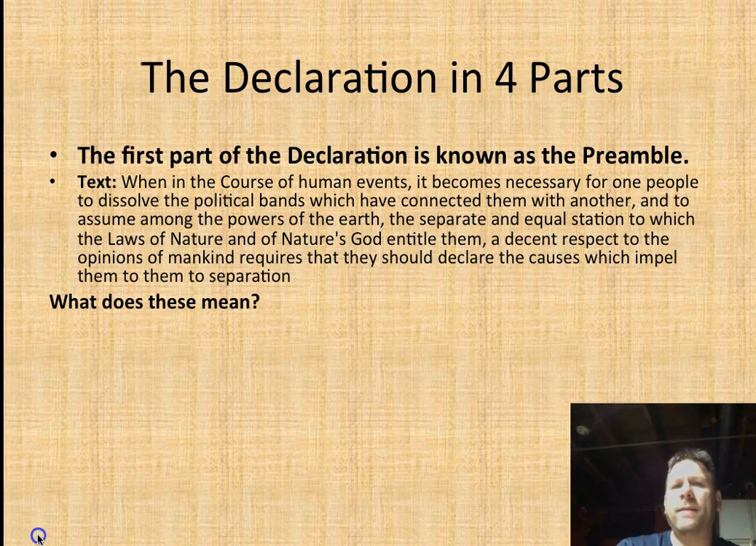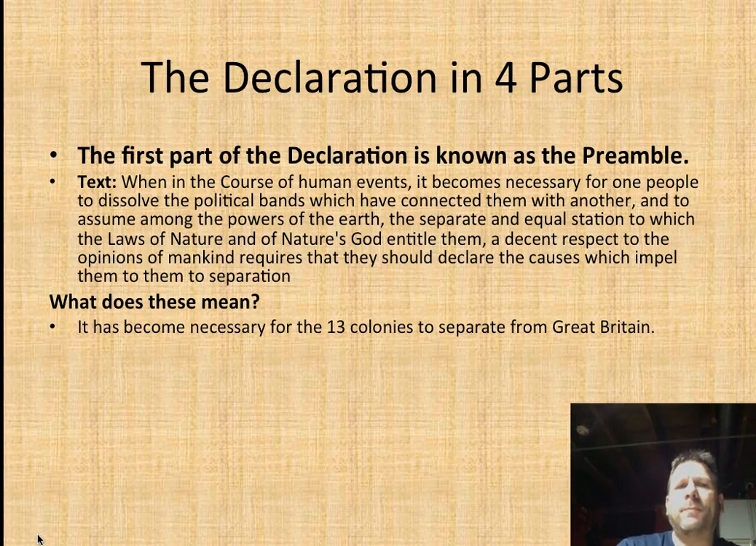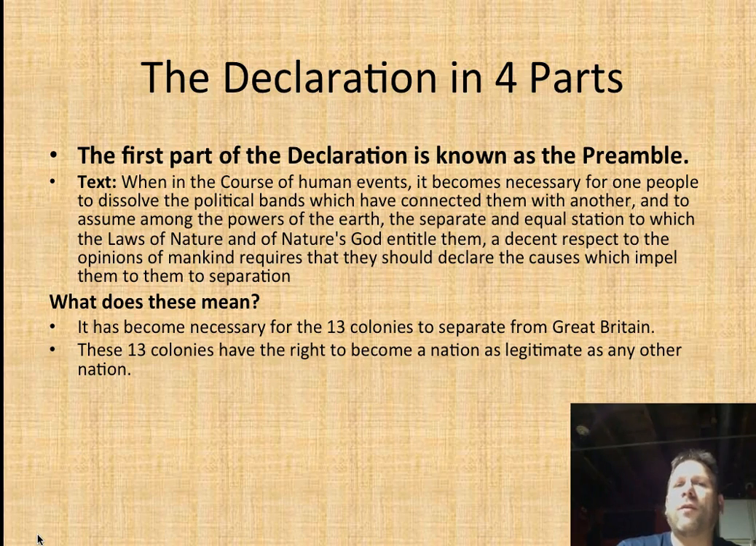What does all this mean? It simply means that it's become necessary for the 13 colonies to separate from Great Britain. These colonies have a right to become a nation as legitimate as any other nation, another nation such as England, France, Germany, any of the other European nations. The colonies consider themselves equals to these European countries now.